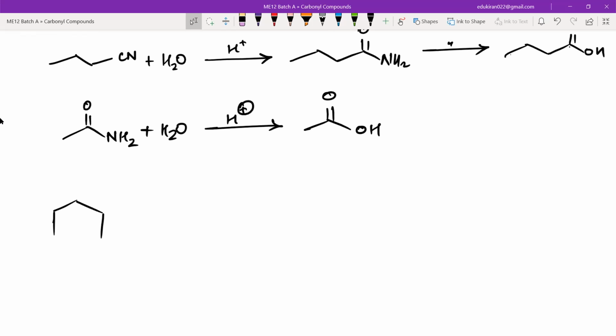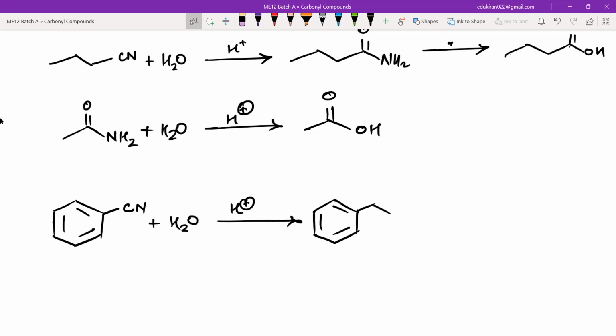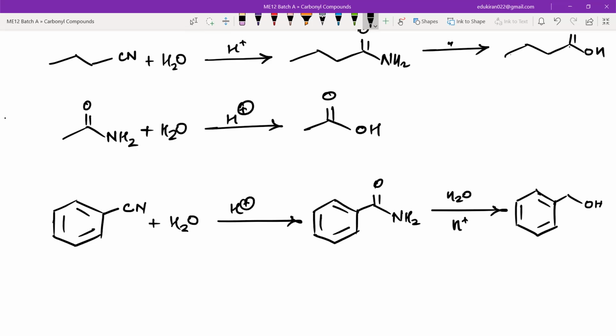So if you have benzonitrile, in the presence of acid or base, I'm going to get an amide group here, NH2, right? And then on further H2O in the presence of H+, I'm going to get a benzoic acid, right? So just write this. Okay, so this is benzonitrile, this is benzamide, and this is benzoic acid.